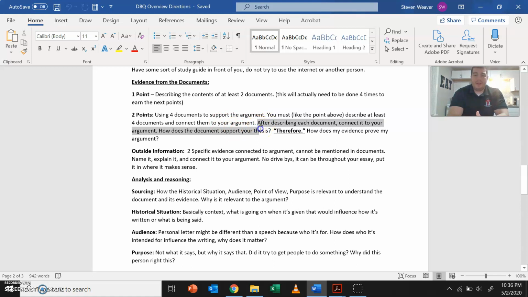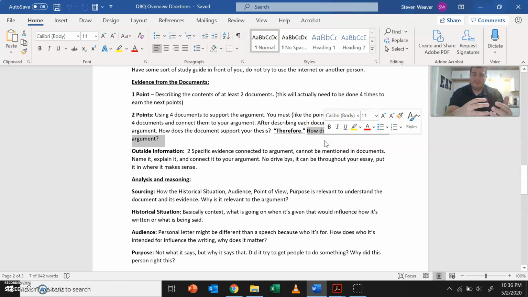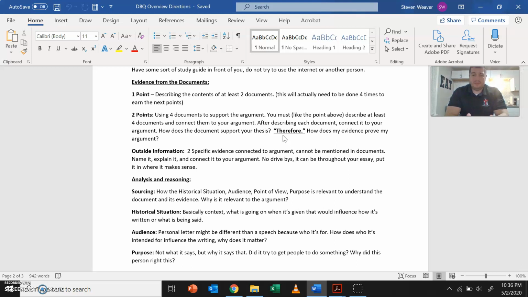So after describing each of the 4 documents, again, you need to connect that to your argument. You're basically explaining how the information from that document supports the thesis and your argument from the introduction and your topic sentence from each of these paragraphs. I love using the word therefore. Explain the contents of the document, new sentence, therefore, and then explain how that content of the document that you just summarized is connected and helps your argument. And by doing that, not only do you get the point for describing it, but you also get the 2 additional points if you do it correctly for 4 documents.